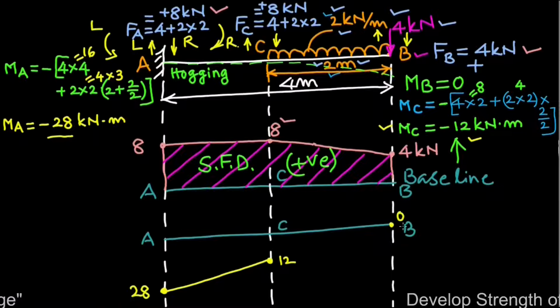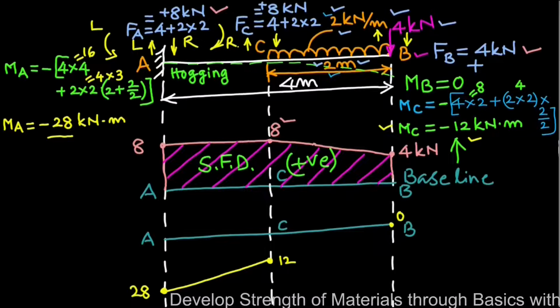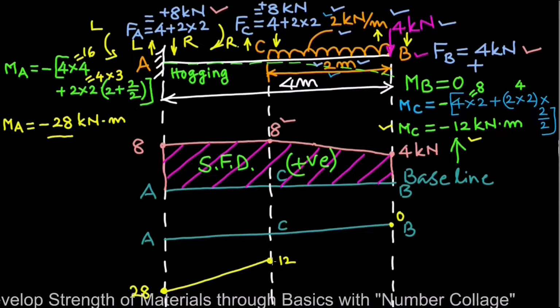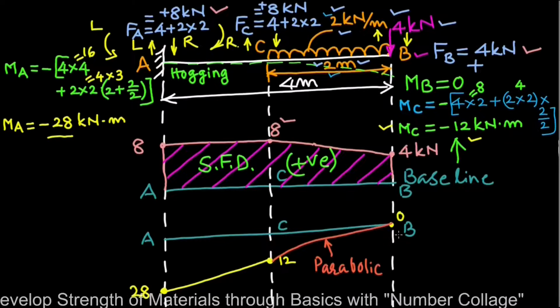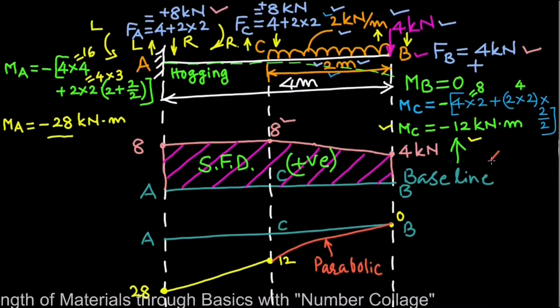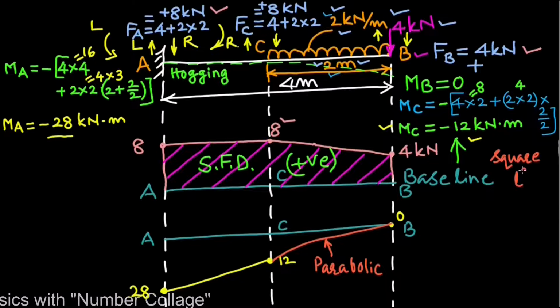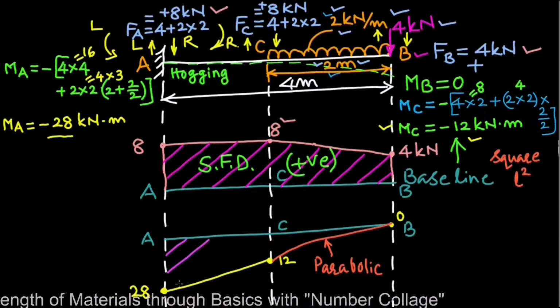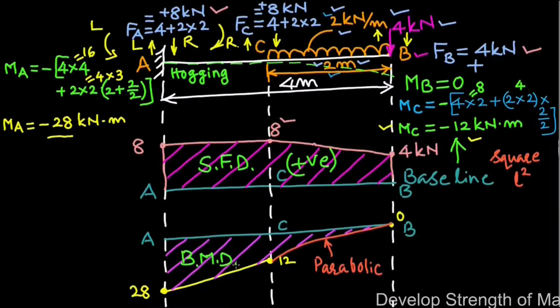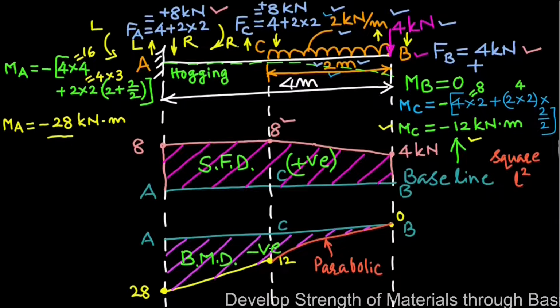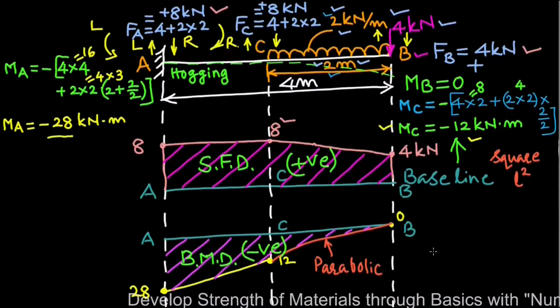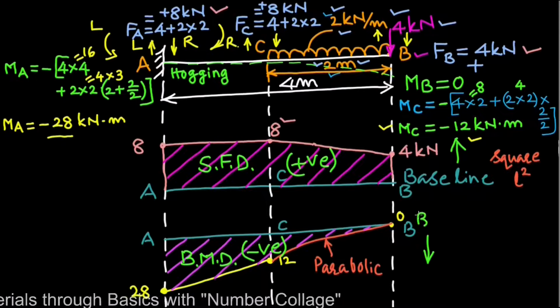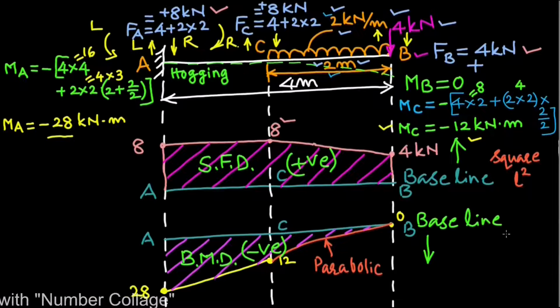This bending moment is due to the UDL, and we have seen earlier that UDL gives rise to a bending moment curve of parabolic shape because of the presence of a square term, L square, in the bending moment curve equation. So this will be the bending moment diagram, which is negative in nature, hence drawn below this baseline AB.